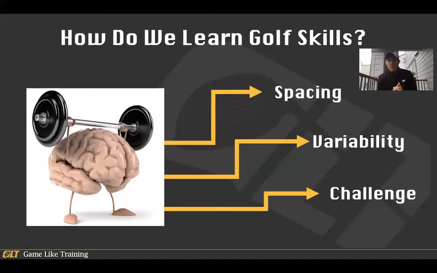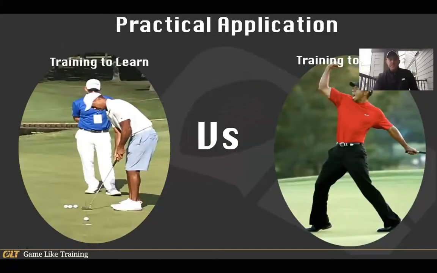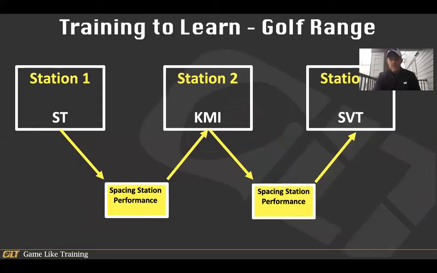But that information that I've given you is scientifically proven to help you take your range game to the golf course. Key number 1, spacing. Key number 2, variability. Key number 3, challenge. So we talked about that, training to learn versus training to perform. And this, I'm just going to give you an insight into what I do with some of the high-level collegiate and tour players. We actually set up stations.